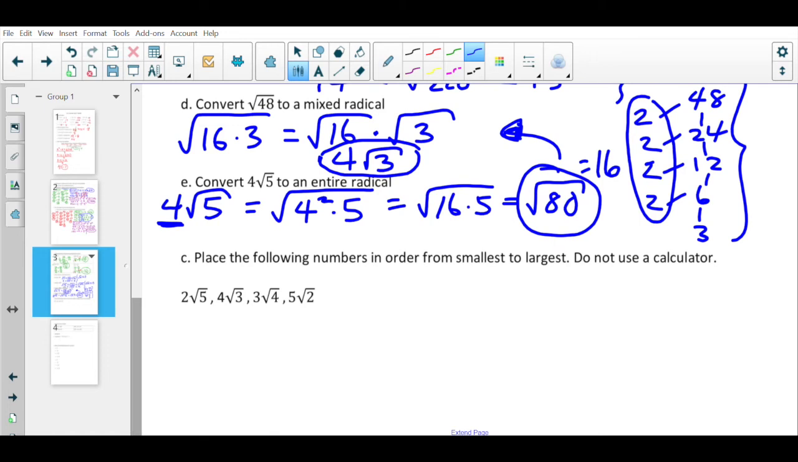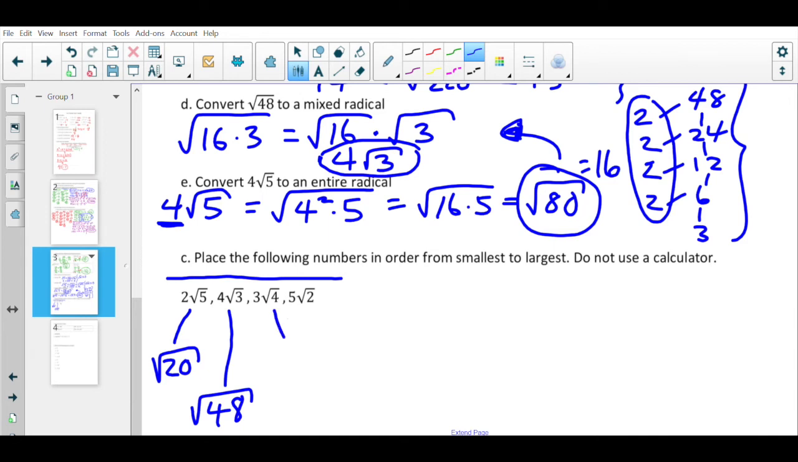Place the following numbers in order from smallest to largest. Do not use a calculator. You can do this without a calculator. From what we just learned in letter E, converting mixed radicals into an entire radical, the comparison becomes easier because here we have all these different values underneath the square root sign. So 2 square root of 5: again, we square the coefficient and put it under the square root sign. So 2 squared is 4, times 5 is 20. So that's square root of 20. This one is 16 times 3 is 48, so that's square root of 48.